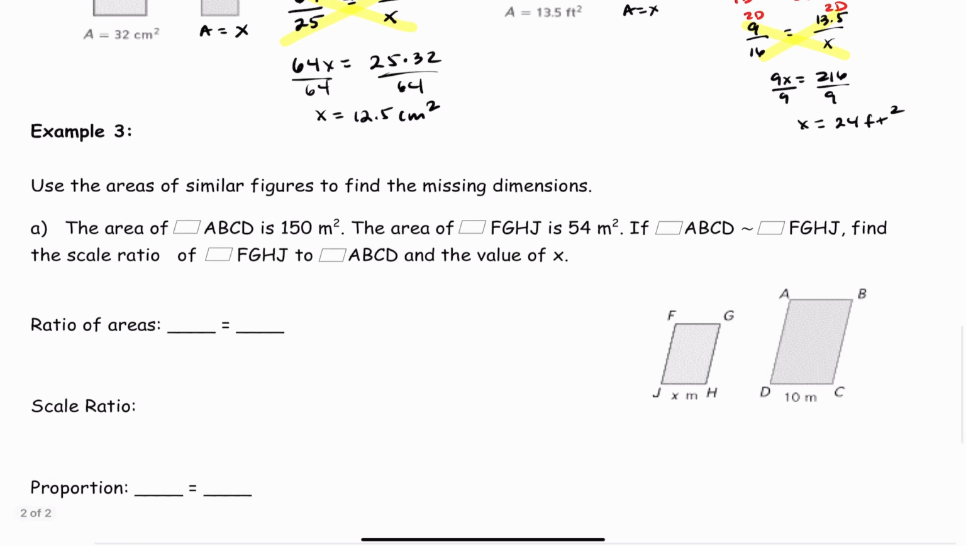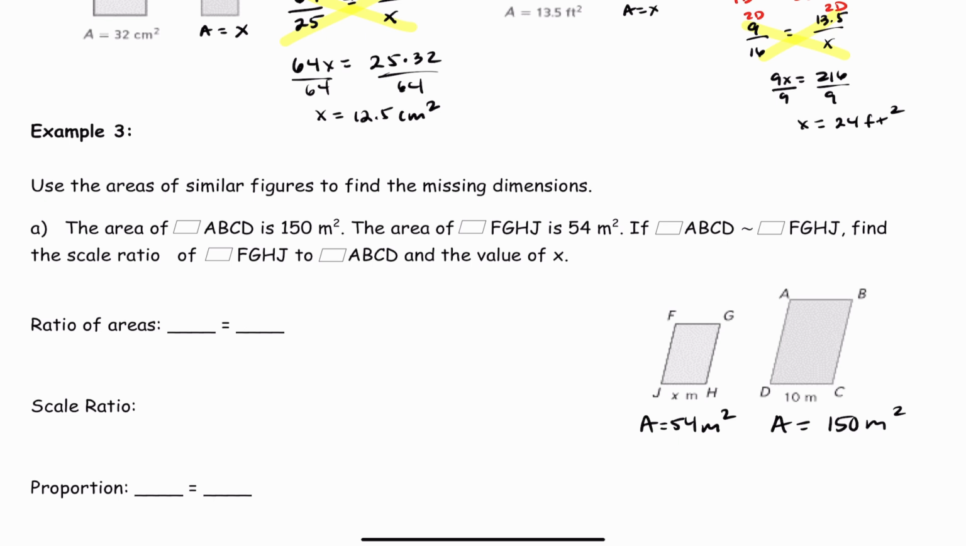So now what we're going to do is look at example 3. It says use the areas of similar figures to find the missing dimensions. The area of parallelogram ABCD, which is this figure right here, is 150 square meters. So I'm going to make a note. The area is equal to 150 square meters. And the area of parallelogram FGHJ, which is this figure over here, is 54 square meters. So A equals 54 square meters.